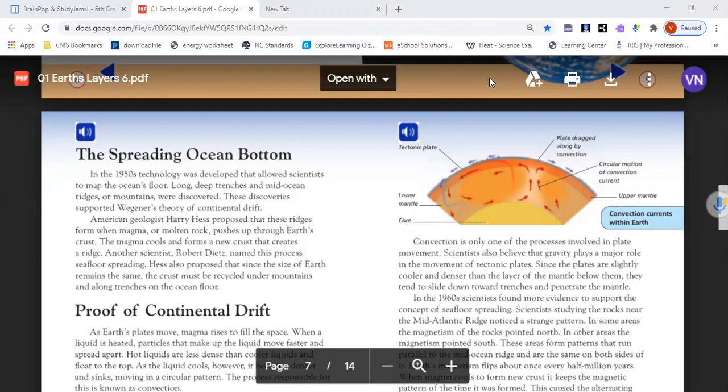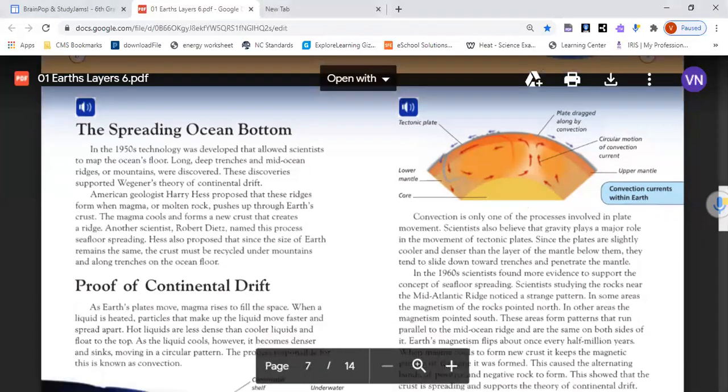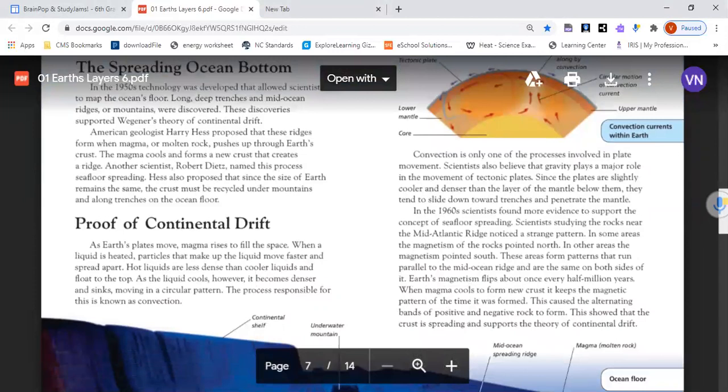Hess also proposed that since the size of the Earth remains the same, the crust may be recycled under mountains and along trenches of the ocean floor. Since the size of the Earth is not increasing or decreasing, he suggested that the crust is always getting recycled. So that is the reason that the Earth always stays the same size.